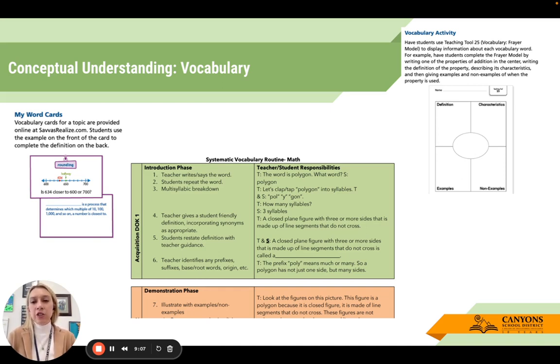So this one is Teaching Tool 25. That's going to be the same K5 where in the center, the students would write the words. They provide a student-friendly definition. What does it look like? What does it not look like? And then some characteristics.